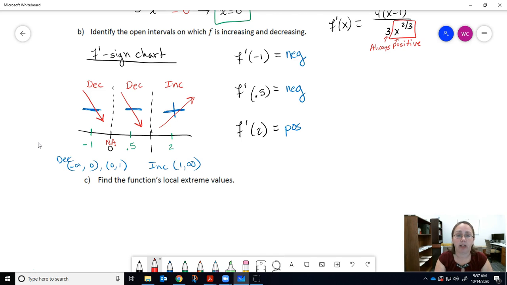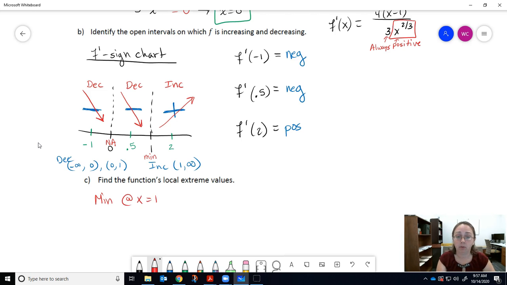At the second critical point, at x equals 1, we're decreasing and then we start increasing. This is why I like the arrows. They really help. You go down and then you go up. So what does 1 have to be if it's at the bottom of this curve? This is a local minimum. So find the function's local extreme values. We have a min at x equals 1.